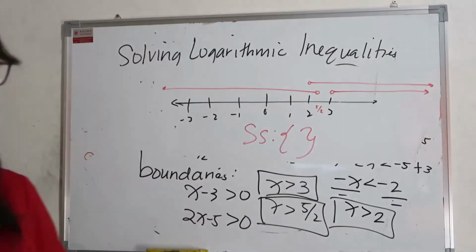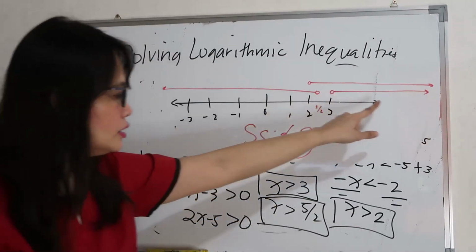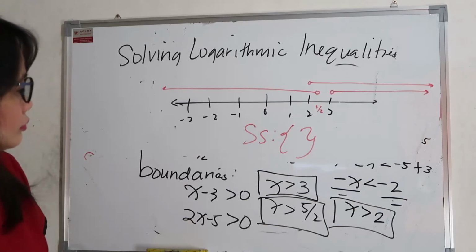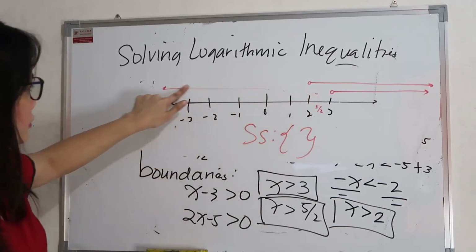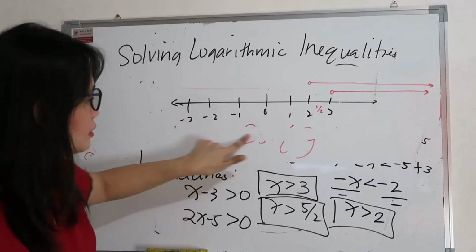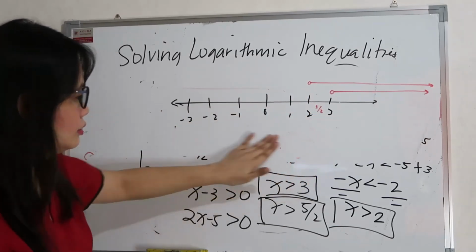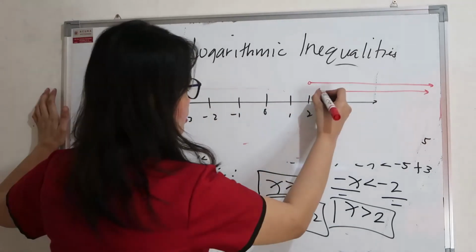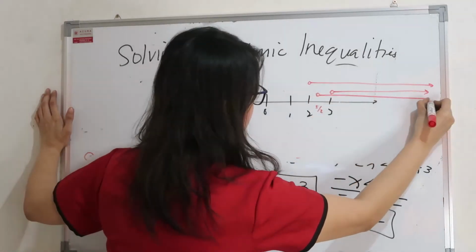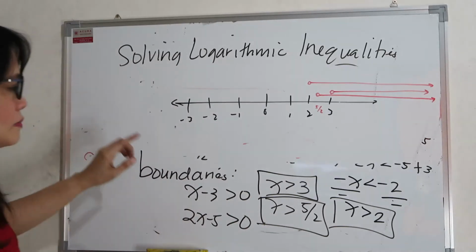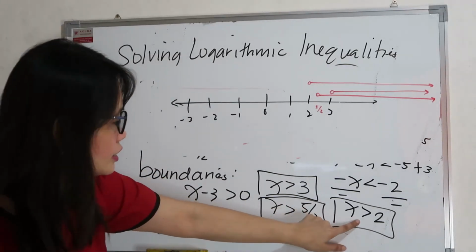So we have greater than 3, and this one is greater than 5. Wait, no. It should be greater than 5 halves. So greater than 5 halves, and then the other one is greater than 2.